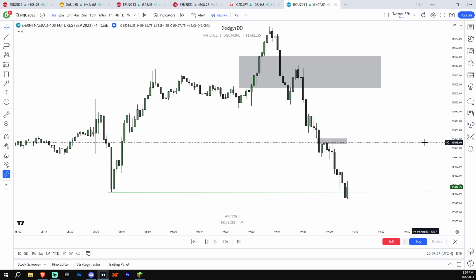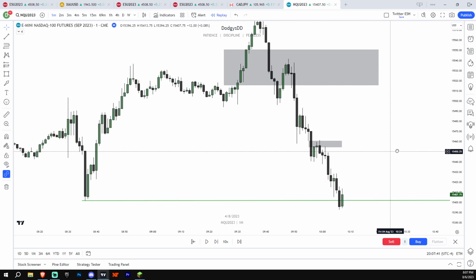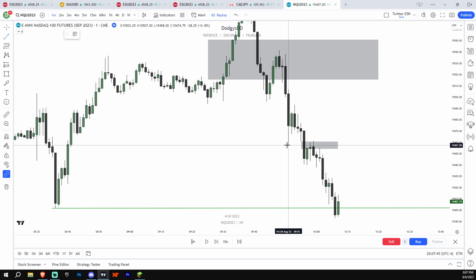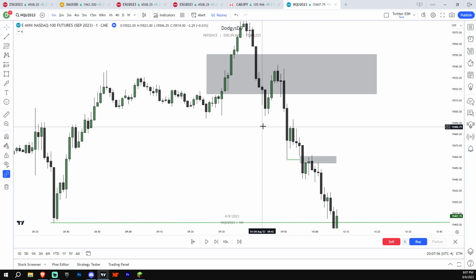But again, a lot of people think, oh, you can't short this, we're in discount. But if we're getting displacement, like right here, for example, again, I love the body closes. Even this body closes way under. That's very bearish to me. Even this one right here. Okay, this body closes way under here.